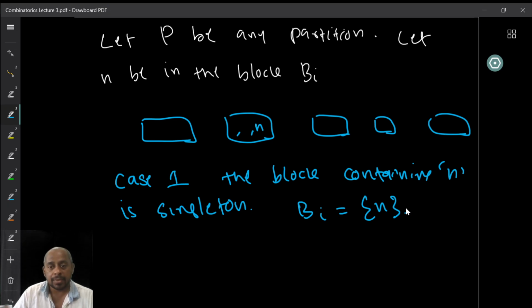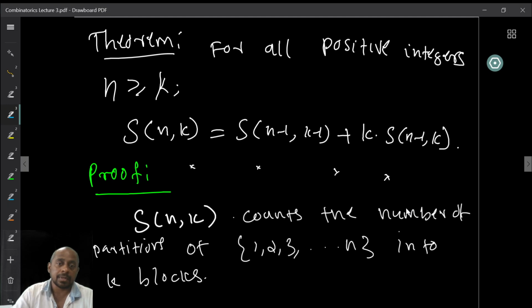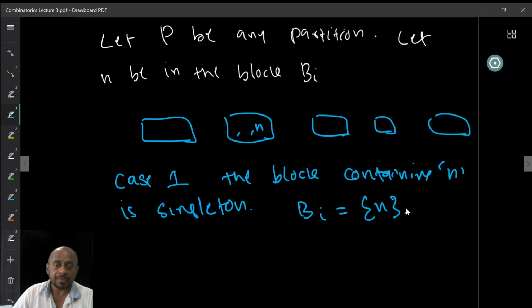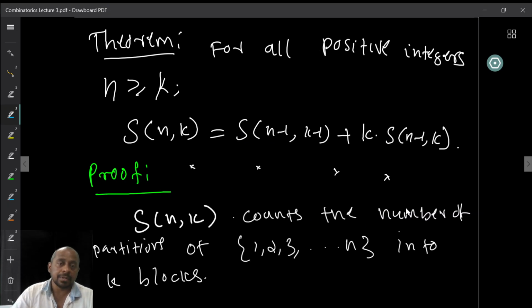On the other hand, if you take any partition of 1 to n minus 1 into k minus 1 blocks, you can add a new block which contains singleton n, and this will be a partition in S of n,k. So therefore, there is a bijection between them. All the partitions containing n as a singleton are in one-to-one bijection with S of n minus 1, k minus 1. So therefore, this part is already accounted for.